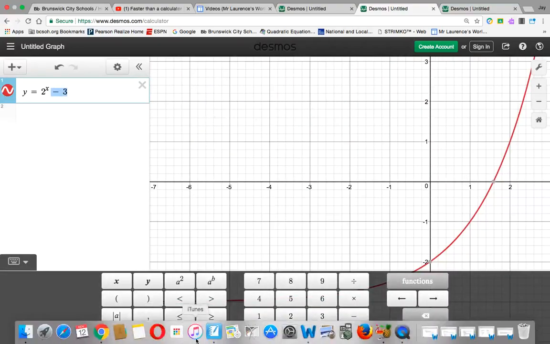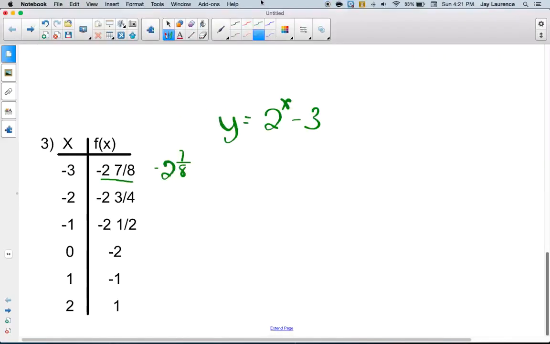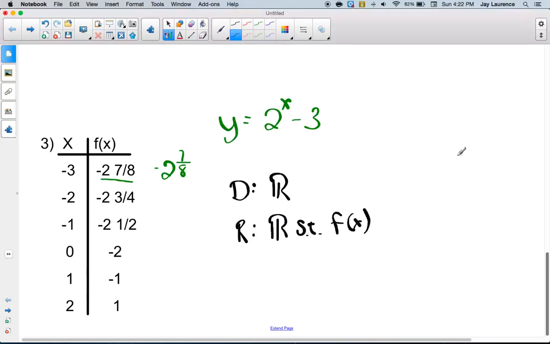So, doing domain and range. Okay, domain again is all real numbers. The domain is going to be all real numbers. The range this time will be all real numbers such that f of x, or you could use y, is greater than negative 3 every single time.